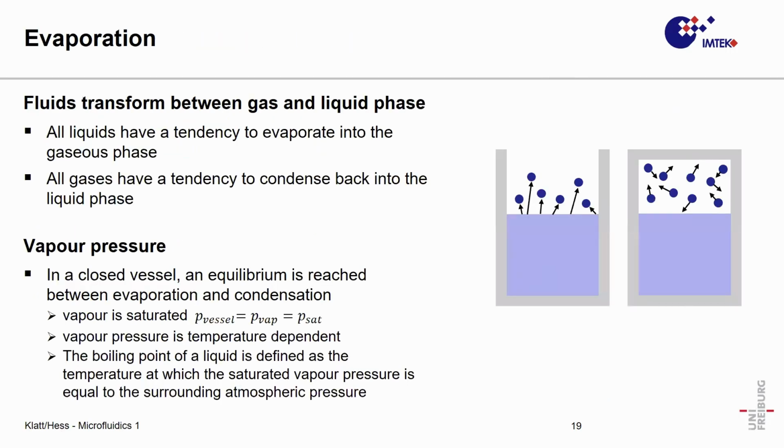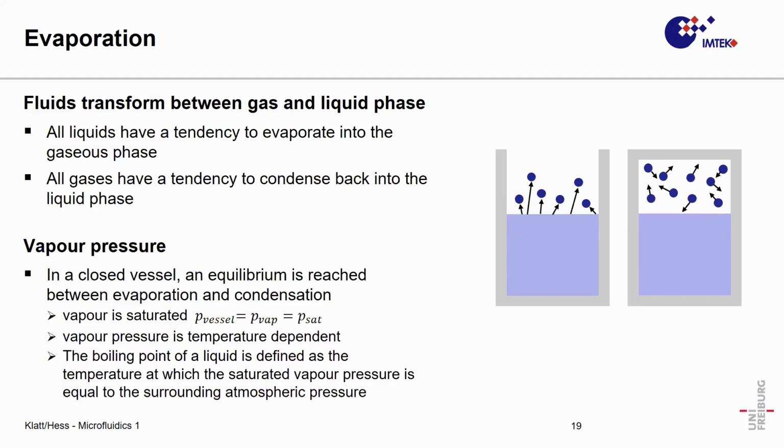In systems where you do not only have a liquid, but also a gas, you always have a phase boundary, which is the boundary between those two states. In such a system, you have to consider additional effects. One of these effects is the evaporation. And this means that all liquids have a tendency to evaporate into the gaseous phase, and that all gases have a tendency to condense back into the liquid phase. We already discussed this phase transition in the first video.